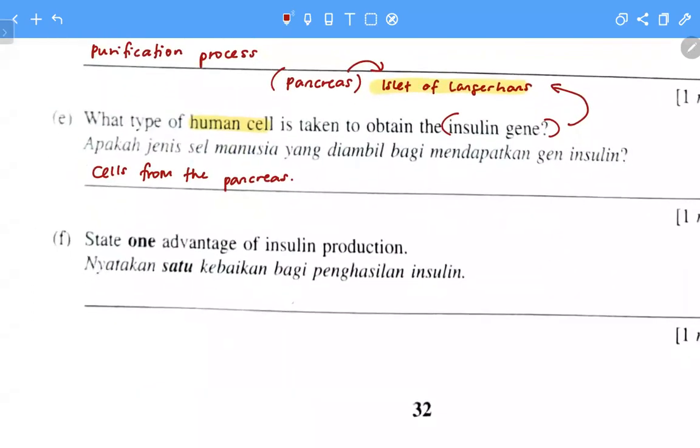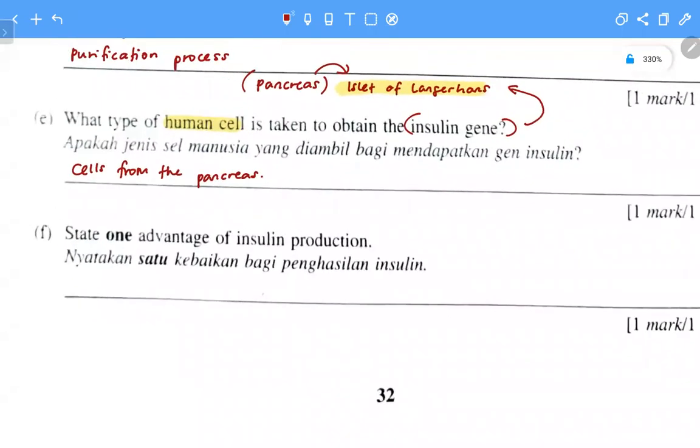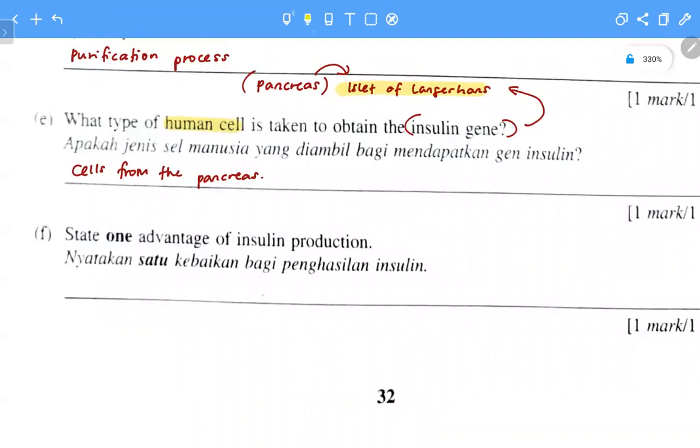All right, state one advantage of insulin production. I'm not sure if they're referring to the insulin production, the process. All right, are they referring to the process, or are they referring to bacteria as a host? Okay, so I would say that if it's the process, it will be.